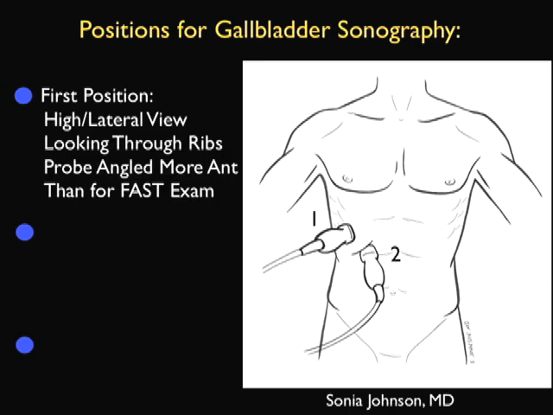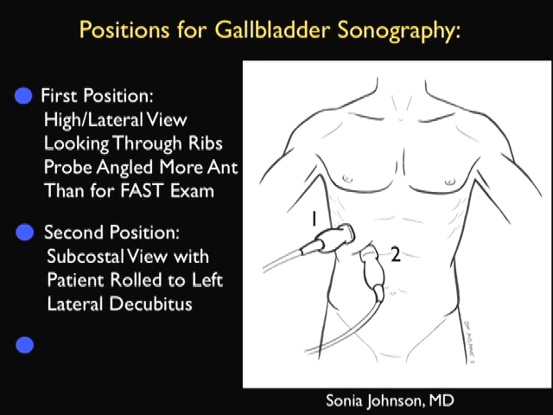Now let's learn how to perform gallbladder sonography. There's two main positions for performance of the gallbladder ultrasound exam. Let's begin with the first position as shown in probe position 1. This is known as the high lateral view, where we're looking through the ribs. Basically, we're in a position very close to the right upper quadrant FAST position, but in a more mid-sagittal location or towards the patient's midline.